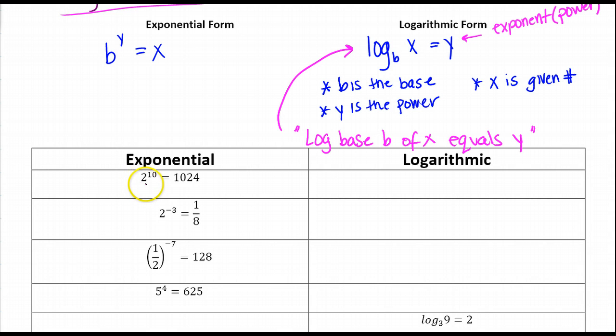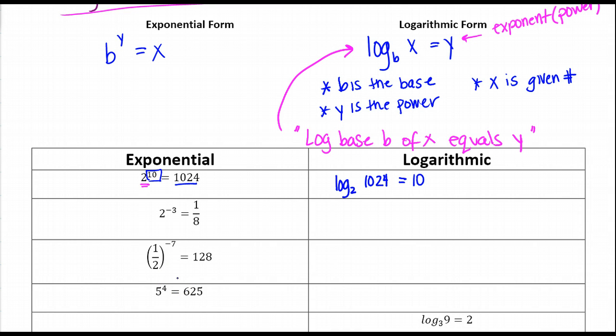So here is an exponential equation. Actually, all of these on the left side are going to end up being exponential equations. We have to know the base, the power, and the given number. So we all know that 2 is the base. So I'm going to write log base 2. Again, that 2 is small, little subscript of the log. Of the given number is 1024, because it always must equal the exponent, right? The log expression is always equal to the exponent. So that's pretty easy. Let's try the next one.